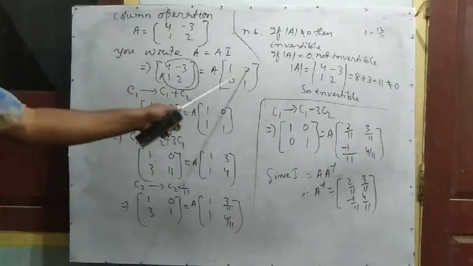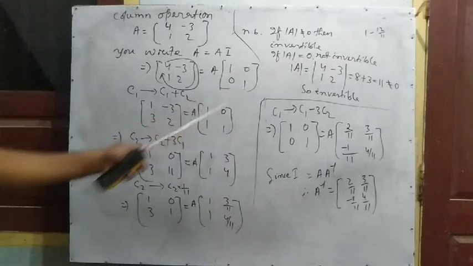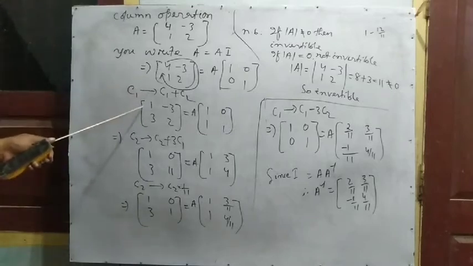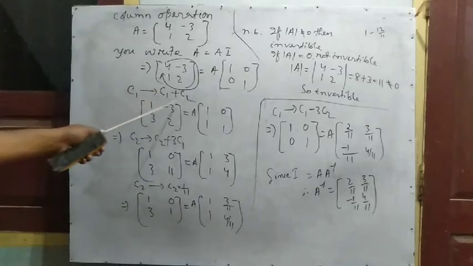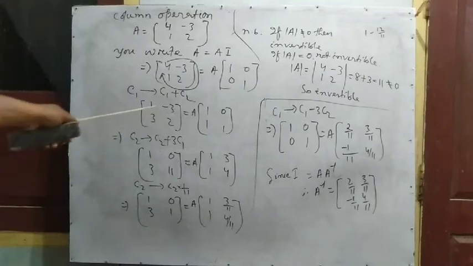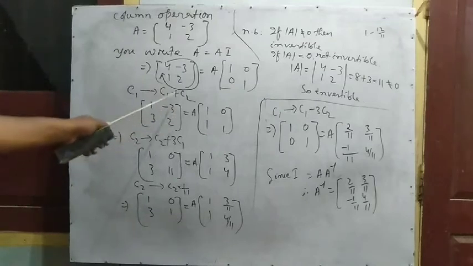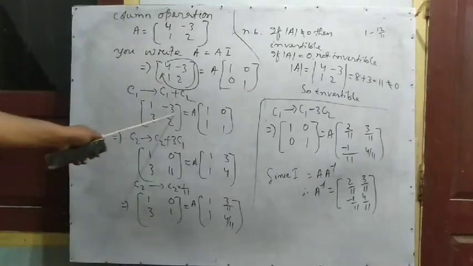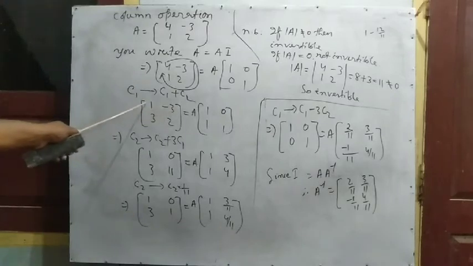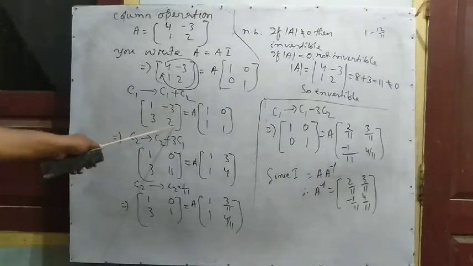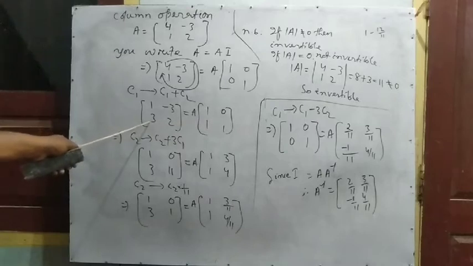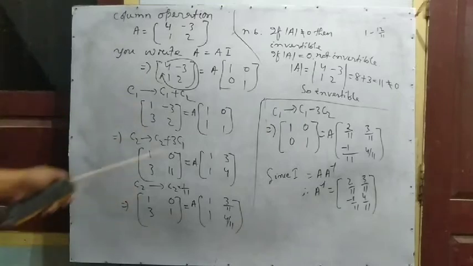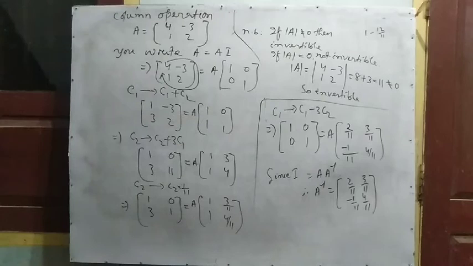Here also 1 plus 0 equal to 1 you put here, 0 plus 1 equal to 1 you put here, and the second column remains unchanged. Now here it became 1, then you convert this one into 0. How to make it 0? Now we have to change column 2. Column 2 plus 3 times column 1: this plus 3 times 1 equal to 0, and this plus 3 times 3 equal to 9 plus 2 equal to 11. So 1, 3 remain unchanged. 1, 3. Here also you will get 1, 1 remain unchanged.